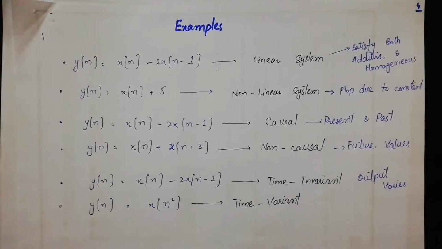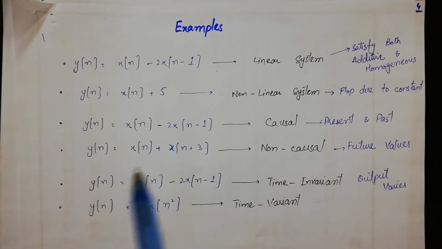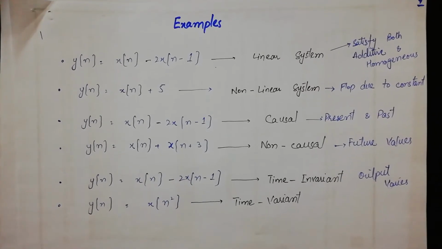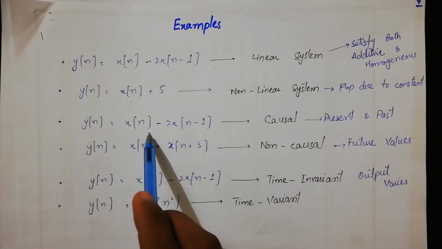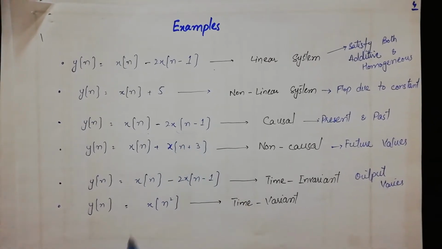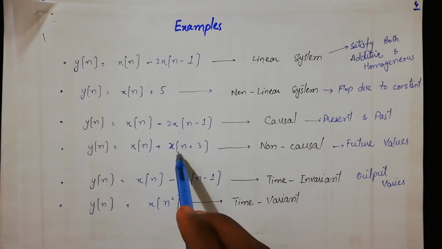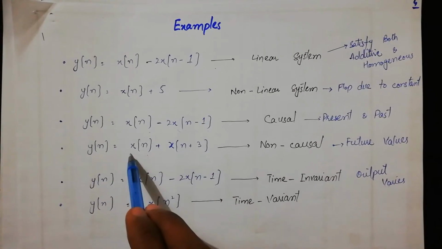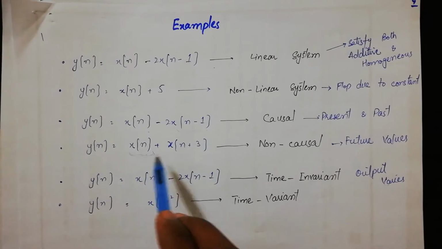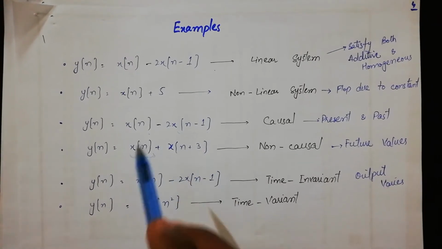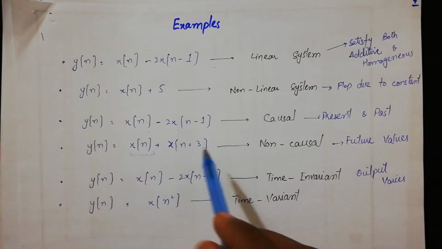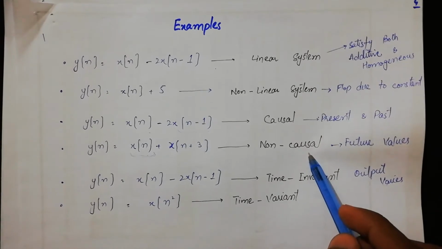In causal systems, we know the condition: if present and past values are involved, then it is causal. So here is the present value and here is the past value. In the next example, y[n] = x[n+3]. Also the present value is involved, but there is another value which is a future value. So because of this future value, it is a non-causal system.